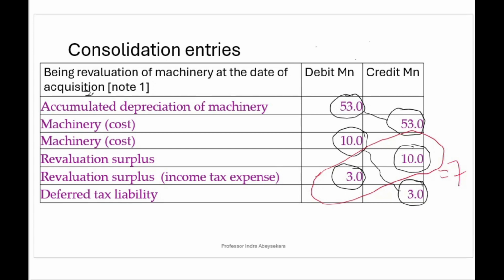So there should have been a revaluation surplus of Michael subsidiary of 7 million, but in this consolidation we created or we generated that revaluation surplus because it was not there.